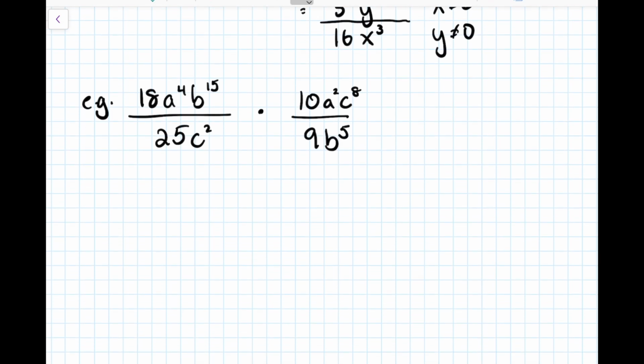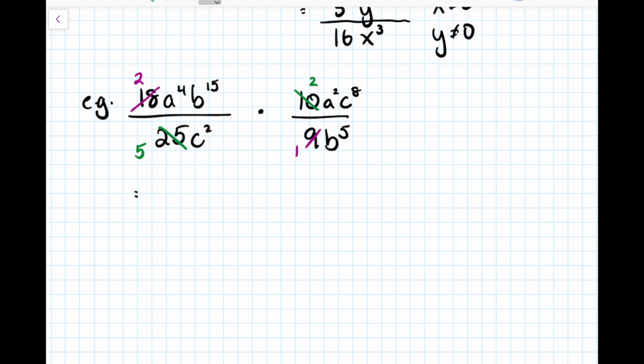Okay, so if I'm simplifying my coefficients here, I can simplify 18 and 9. So if I divide those both by 9, the 18 is going to become a 2, and the 9 is just going to become a 1. And I can also simplify the 10 and the 25. So if I divide those both by 5, the 10 is going to become a 2, and the 25 is going to become a 5. I'm not going to do anything with my variables just yet, so I'm just going to multiply.